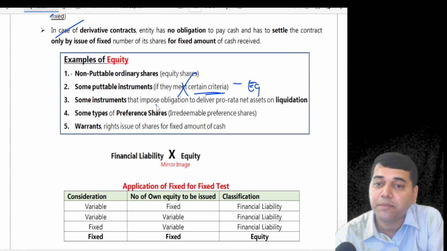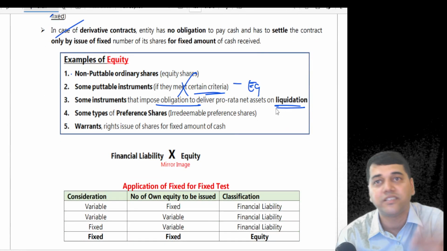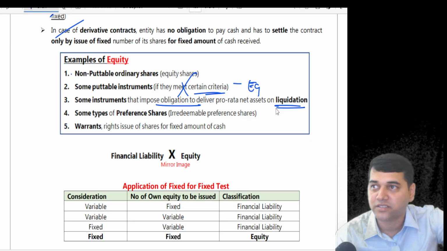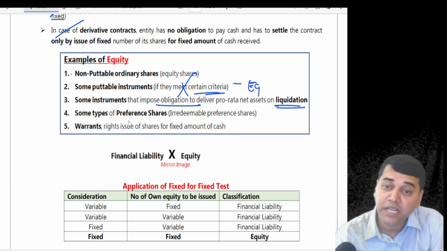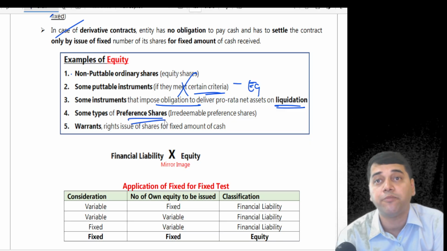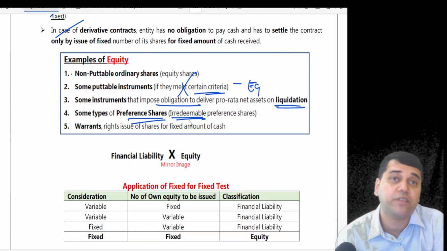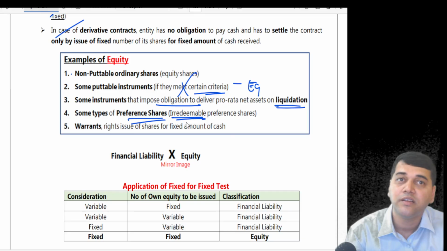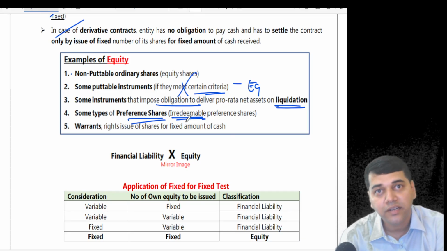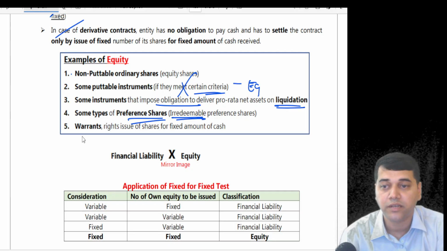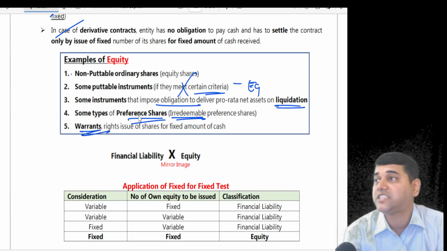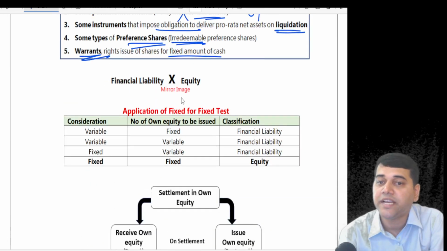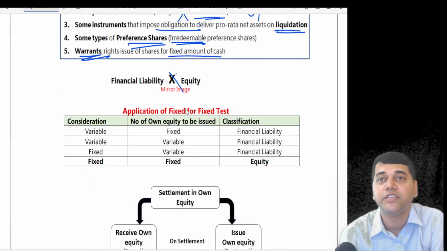Some instrument that imposes an obligation to deliver net assets on liquidation, the same test is there. Some types of preference shares, which one? Which type of preference shares? Irredeemable preference shares only can become your equity. Redeemable preference shares is going to become a financial liability. And warrants and rights shares are going to be your equity. So financial liability and equity are the mirror image, opposite definitions.